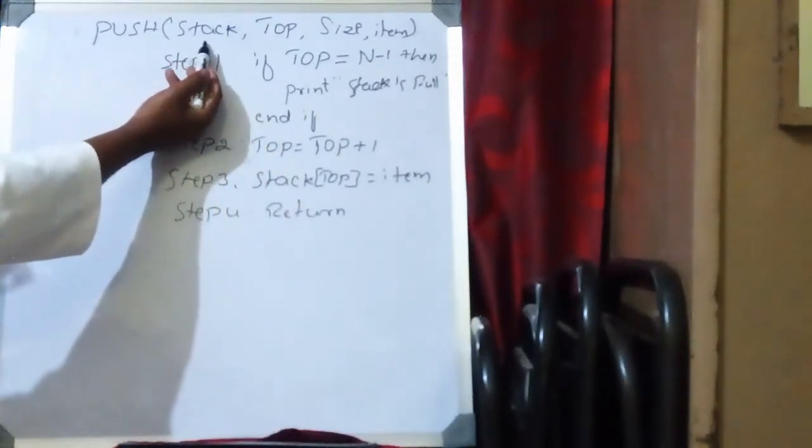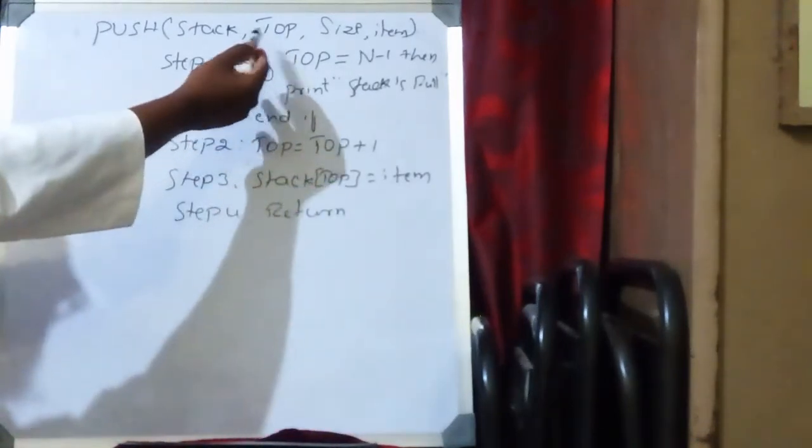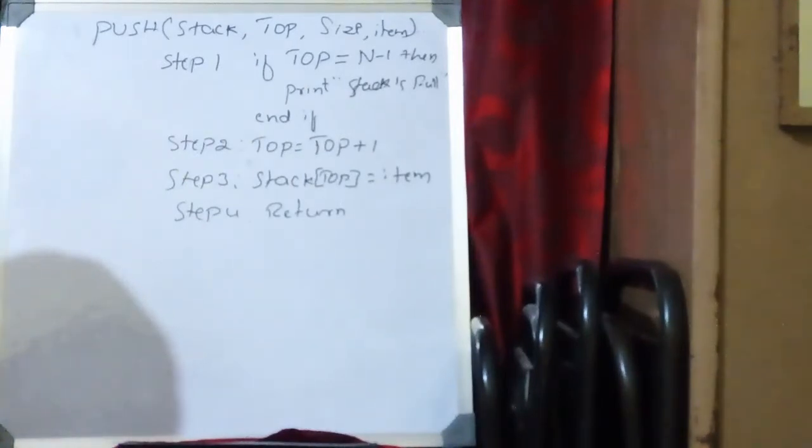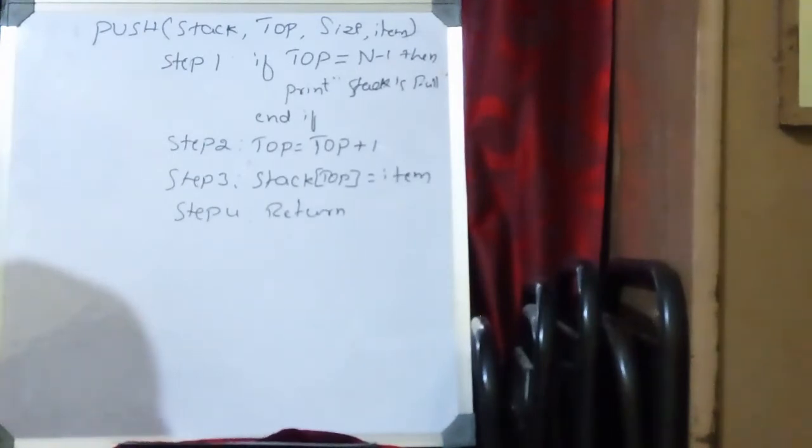It contains stack. Stack here is one array. Stack is an array in which we are adding or removing elements. Top is the pointer which represents the top element, which is the recently added one. Size is the size of the array, the maximum number of elements that can be added. Next, item: the element we want to insert or add to the stack. That is item. Now we'll see how it will work.